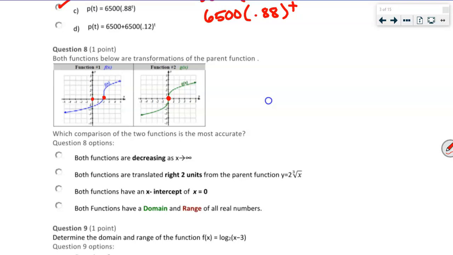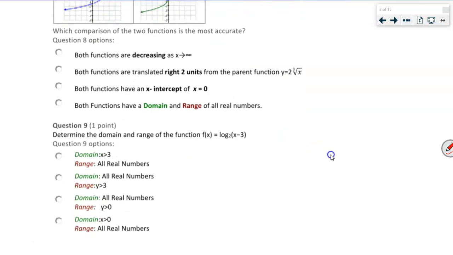And then the next one says both functions have a domain and range of all real numbers. And that is a true statement. The reason that is a true statement is because these are both cube root functions, and cube root functions are always going to have a domain and range of all real numbers.